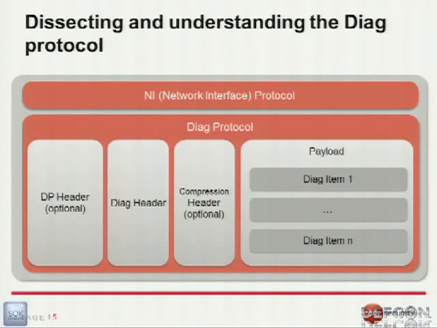There's one header that is optional and it's only used during the initialization, which is the DP header. Then you have the Diag header, which carries information about the communication. The compression header, which is also optional and only present when the payload is compressed. And the payload itself, that is the part that carries all the relevant information, all the screen data, et cetera. And it's composed of a variable number of different items. So let's start with each one.